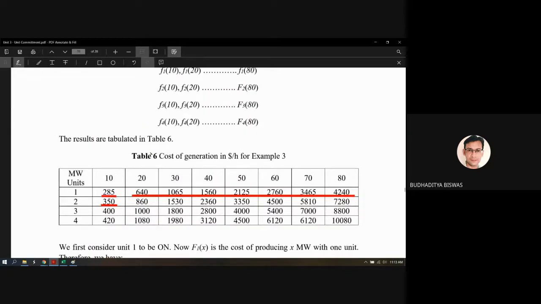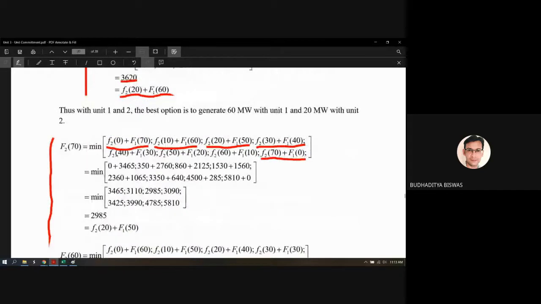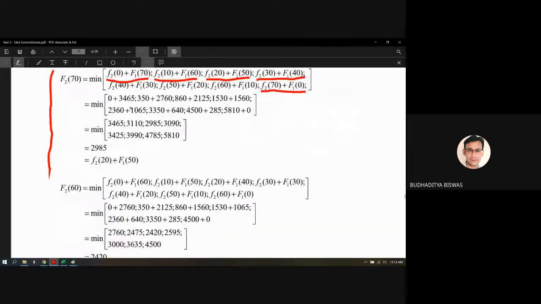Then from this particular table, you need to write the values according to this particular position. Say for the first one, I just write this one. F20 is 0 and F170, just look where F170 is: 3465. So that means 0 plus 3465 is written here. Then we need to do the calculation here in the third array, and from this one, we need to find out the minimum one. And here you see the minimum one is this one, 2985.